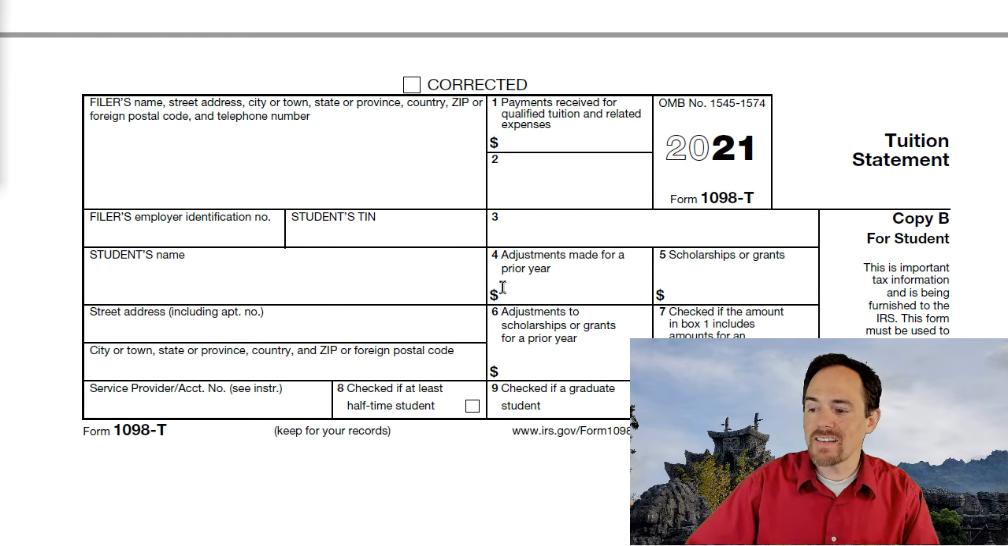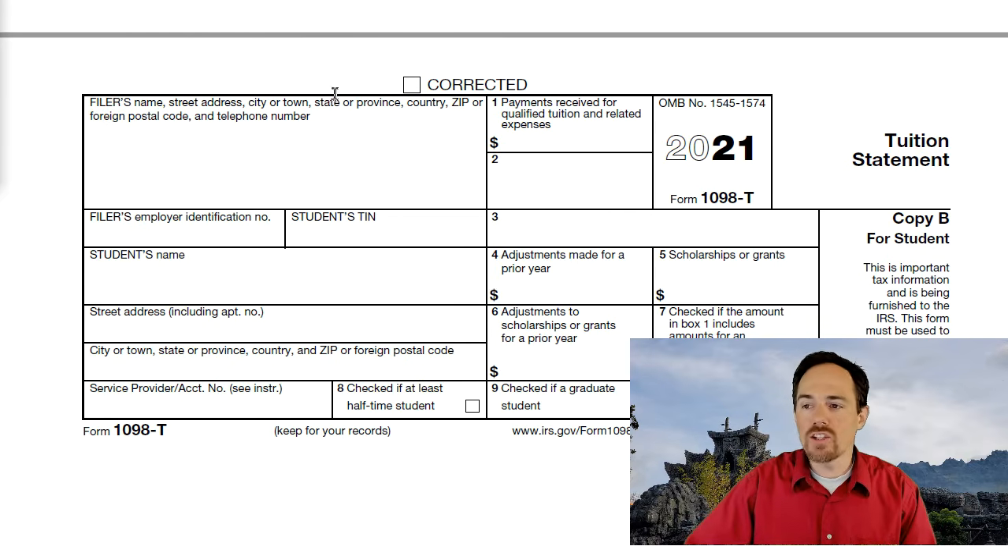Finally, there are some other boxes here that usually won't affect your taxes too much. So I'm going to move on to what to do with this information. Once again, you're going to simply enter all of the information from your 1098-T into TurboTax or whatever other software you're using. And if you have a tax preparer, you're going to hand that information over to them.